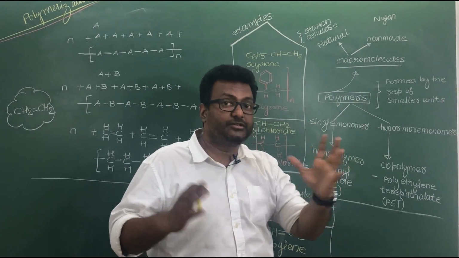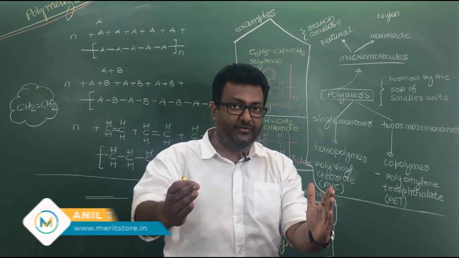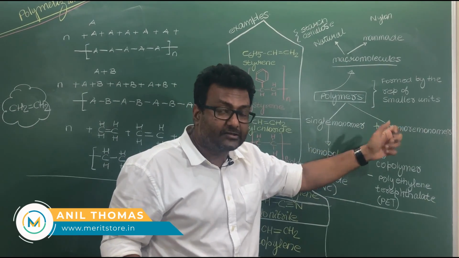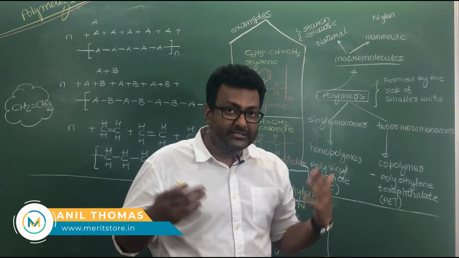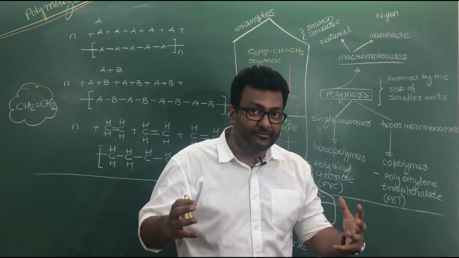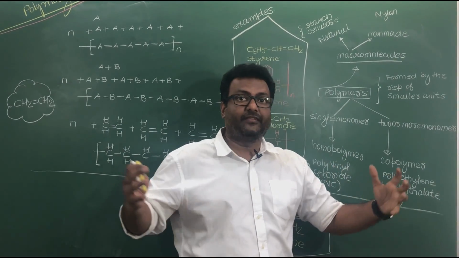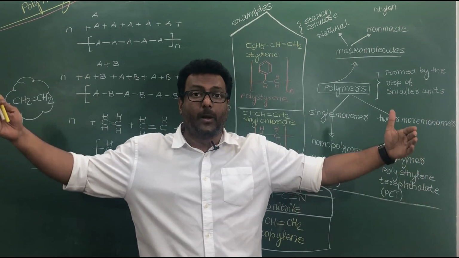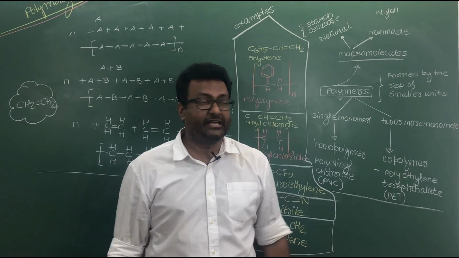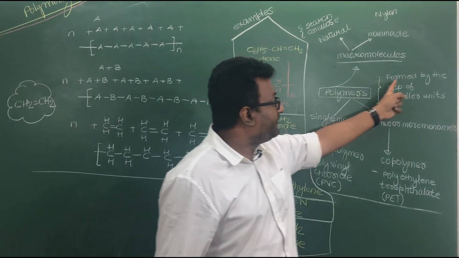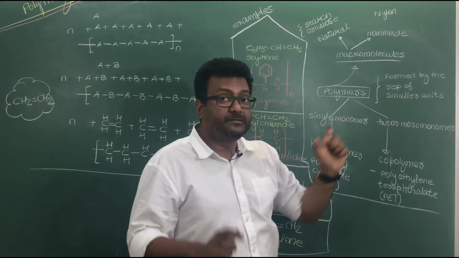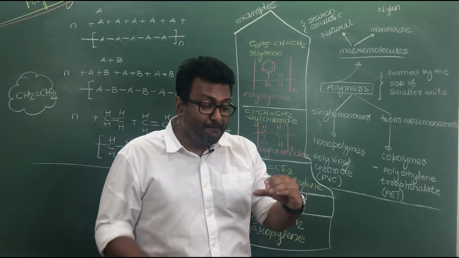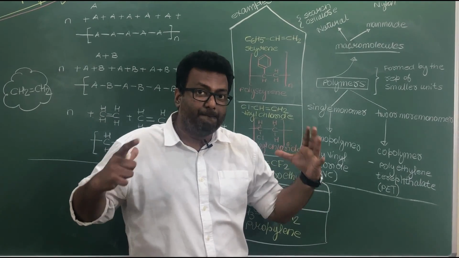Poly, many, mers, molecules. Many molecules put together will form macromolecules, and polymers are formed by a process called polymerization. What is polymerization? Under high pressure, high temperature, these molecules are brought together and they react to form many molecules in one molecule. That's called a polymer, through a process called polymerization. Polymers are formed by the repetition of smaller units, and these smaller units are called monomers. So many monomers come together to form polymers.